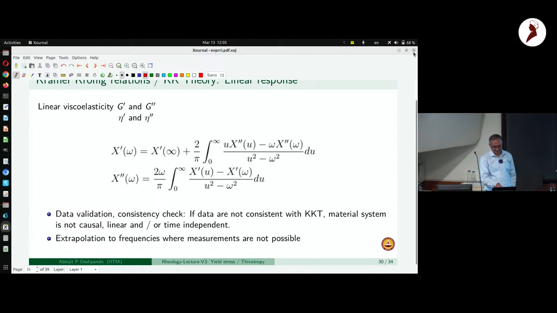And so the algorithm, of course, involves certain details in terms of how you evaluate this integral, given that it's 0 to infinity and things like that. Some technical details are there, but I think there are standard tools available to do this exercise.